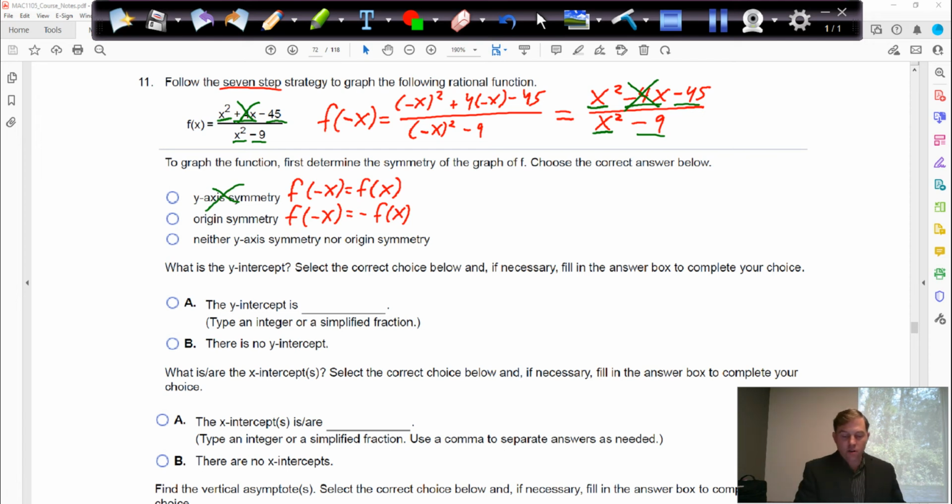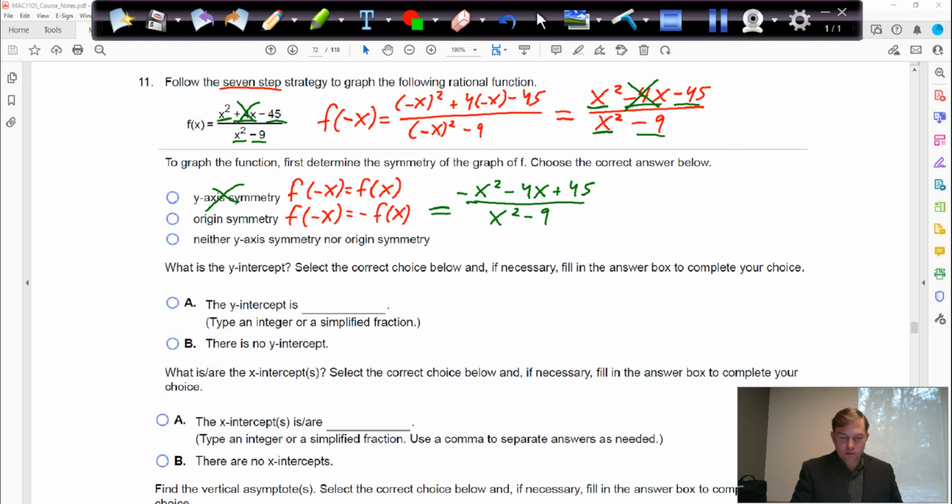And now, for negative f of x, for origin symmetry, the function would have had to look like this. Our minus x function would have had to look like this. Minus x squared minus 4x plus 45. And then the denominator remains unchanged. So it's like taking the entire function and multiplying by a negative 1. So it's going to flip all the numbers on the top. We don't flip the numbers on the bottom because that would be like multiplying by negative 1 and dividing by negative 1, which really does not change the function.